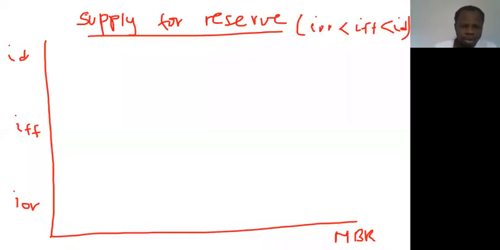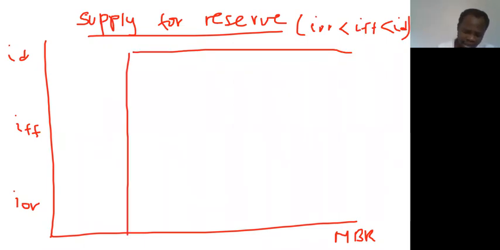Now let's look at the supply for reserves. We also said the supply for reserve had a shape like this, which I'm coming to explain. I'll call this RS. So why is the supply curve depicting this shape? We said we can get reserves from two sources, right? The non-borrowed reserve and the borrowed reserve.